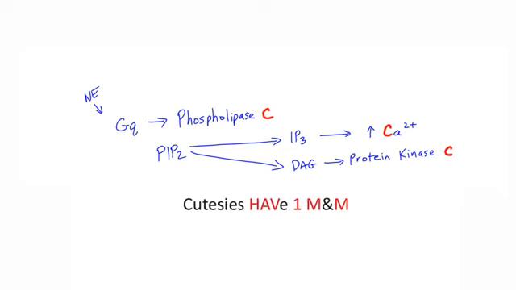And there's a great mnemonic. Cutesies have one M&M. Cutesies is like a cute little kid, a cutesy, but it's also Q and C. So cutesies have one M&M. And the have one M&M tells you which receptors utilize this GQ protein. So there's H1, alpha 1, and V1. The histamine 1 receptor, the alpha 1 receptor, and the vasopressin 1 receptor. That's the have one part of the mnemonic. And then the M&M is for M1 and M3. So remember, cutesies have one M&M, and remember all the C's in that GQ pathway: phospholipase C, protein kinase C, and calcium. And you've got it. Now, it's almost totally clinically irrelevant, but you will be tested on it, so you need to know it.